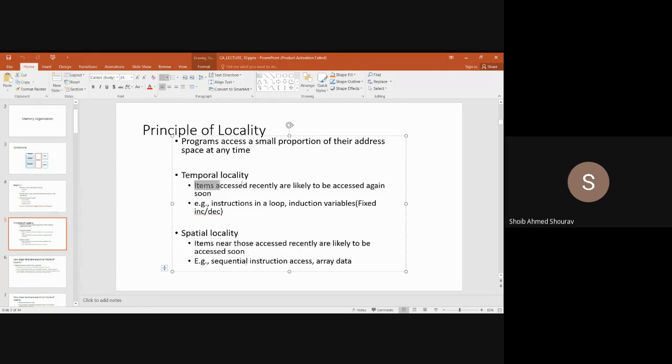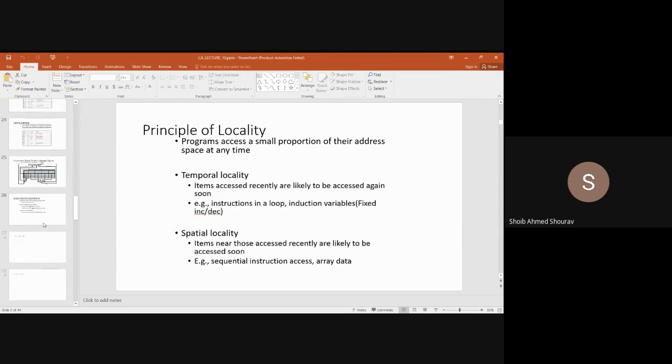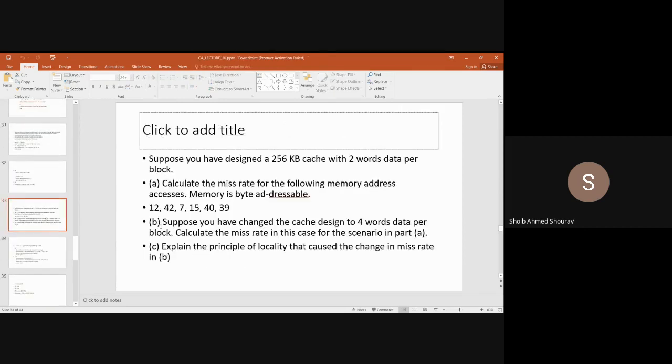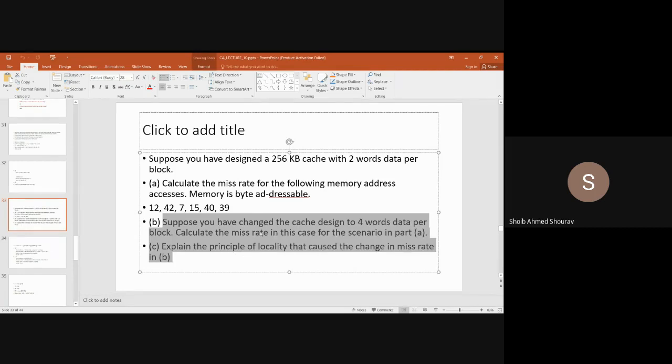The definition of temporal locality is that those items we are accessing currently, we can access soon, so we have to store them in cache memory. And spatial locality is that those items we are accessing now, maybe nearby items we are going to access soon. So you have to apply this yourself in the assignment to find out which locality it is, or is it both or none. The assignment question is on slide number 33, questions B and C. This is the assignment.